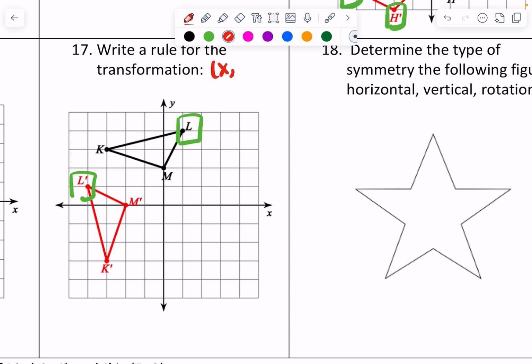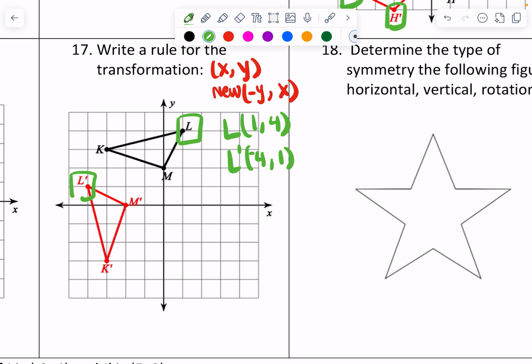So if it's originally X comma Y, we're going to switch them first. And then our new X becomes negative. So if the original L was at 1, 4, then the new L, if I rotated it 90 degrees, we should flip them. 4 comes to the front, 1 goes to the back, and then we change the sign of the new X. So that's negative 4, 1.